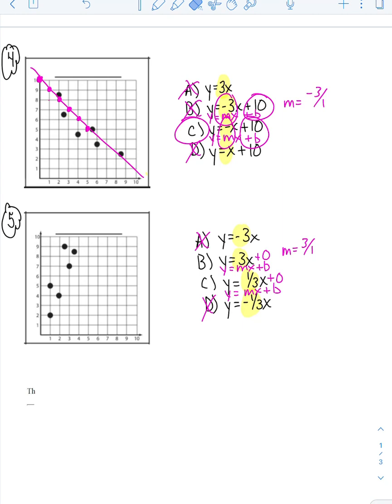But I'm still going to test C. So first I plot my b, which we decided was 0. And then I use my slope, which is positive 1/3, to get the next point. So rise 1, run 1, 2, 3. Rise 1, run 3. Yeah, that is nowhere near as good a fit as B.